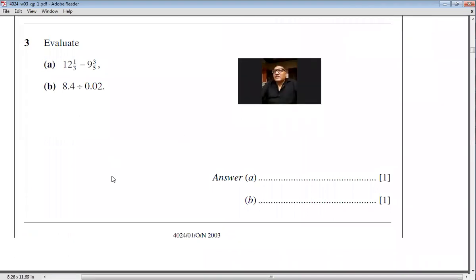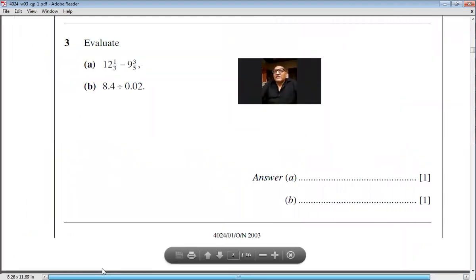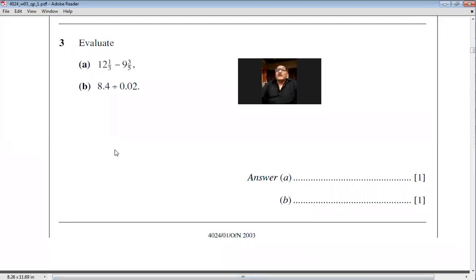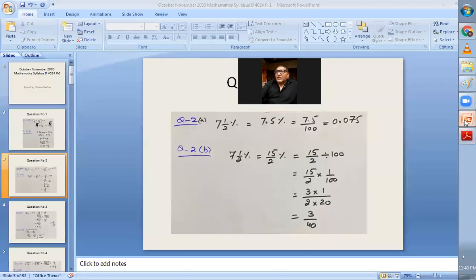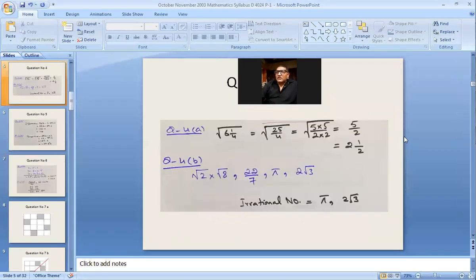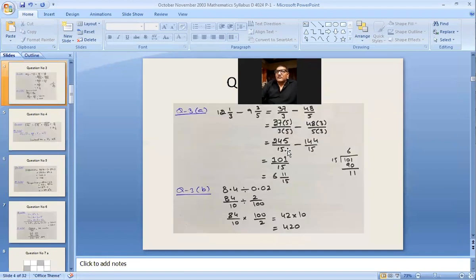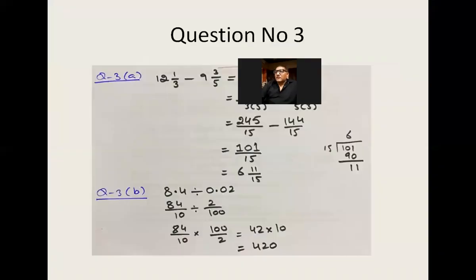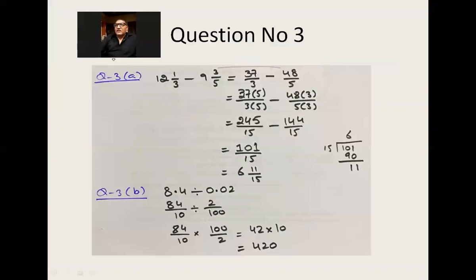The next question is on your screen, and it says evaluate 12 whole 1/3 minus 9 whole 3/5. Very simple question. Let me show you my work. Let me increase the size. There we go. 12 whole 1/3 minus 9 whole 3/5. 3 twelves are 36, 36 plus 1, 37. So it's 37/3.